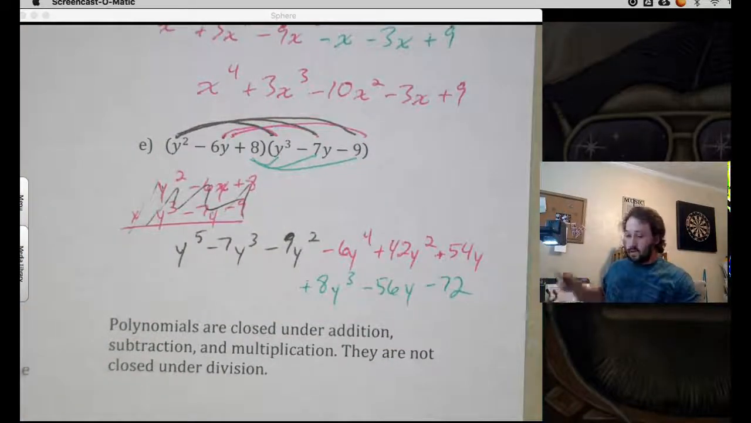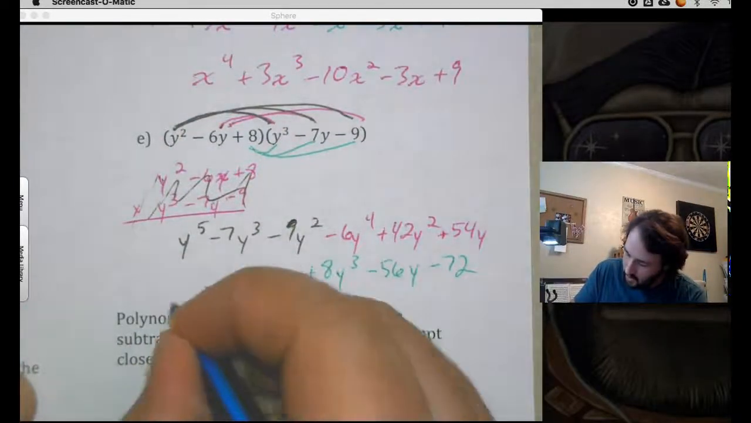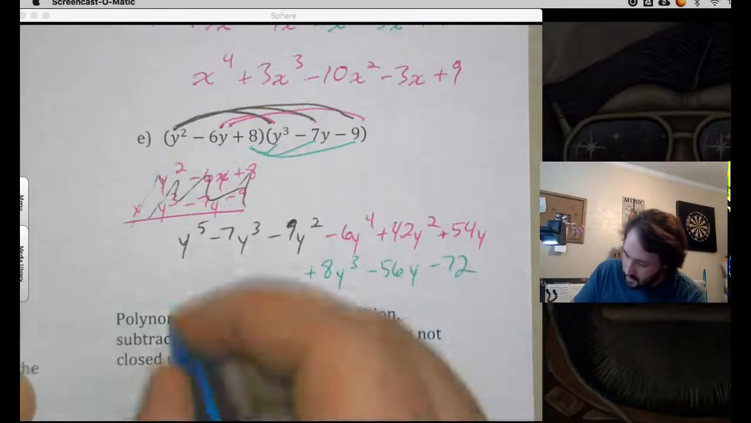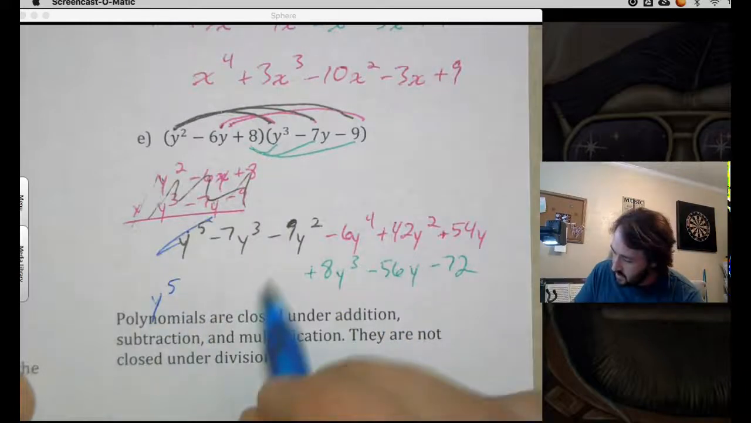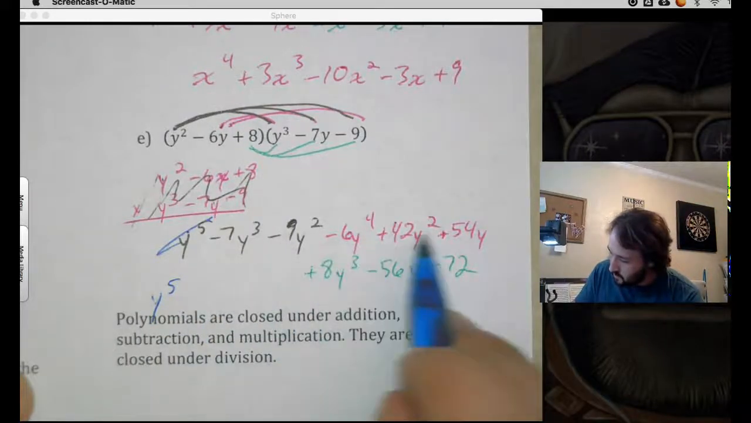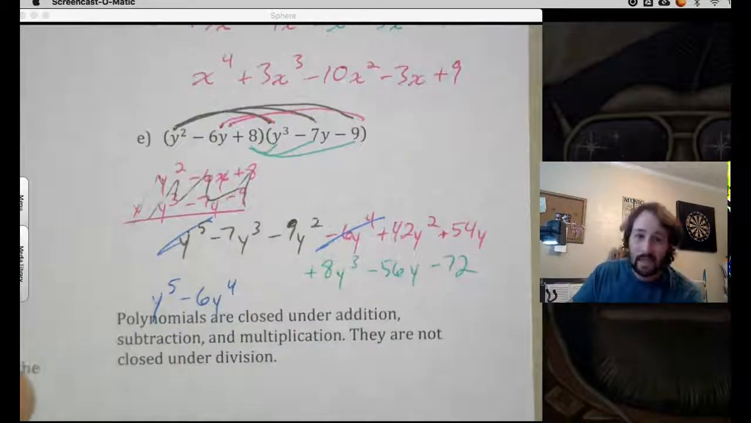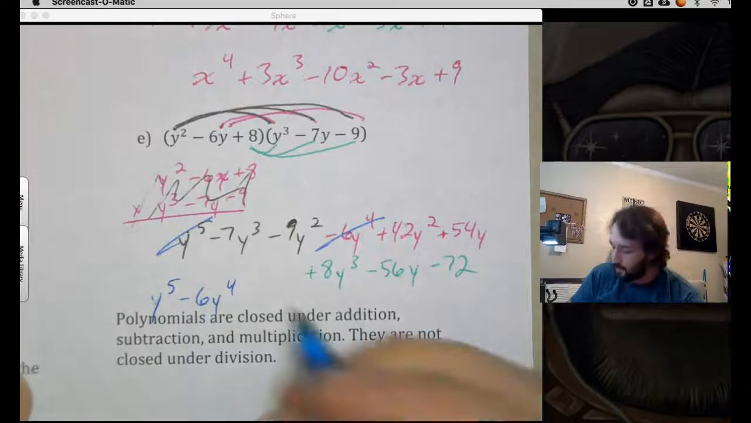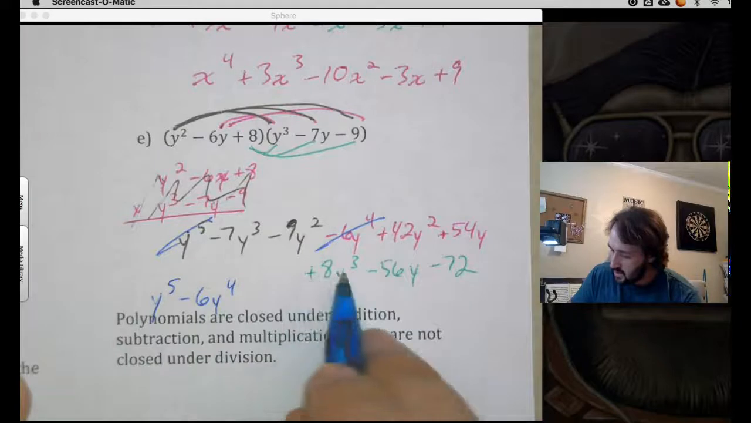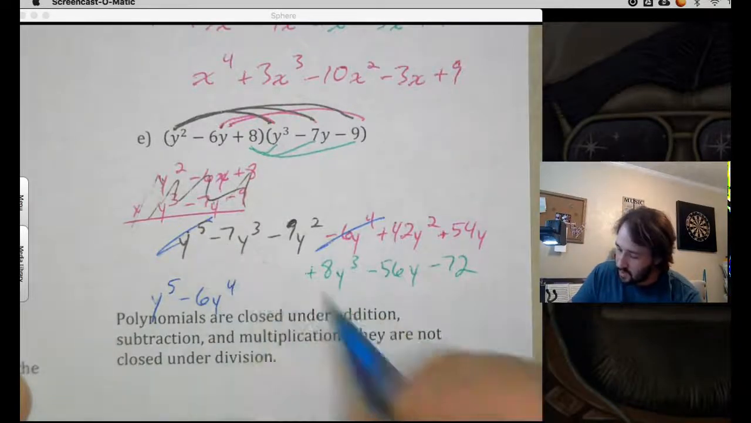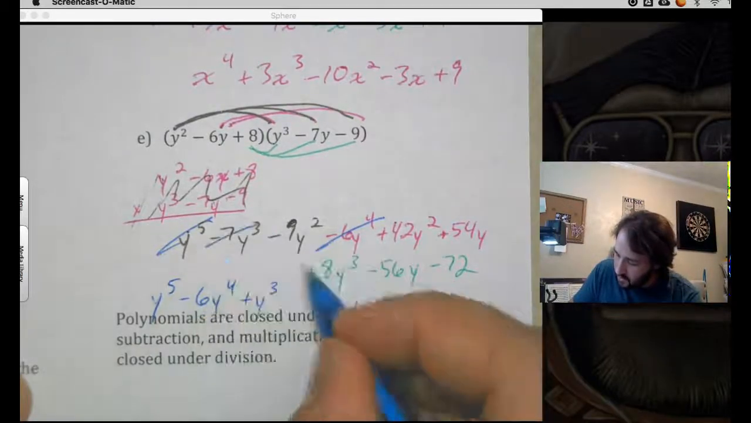Let's see if I have a different color. I do. I have blue. I like blue a lot. All right. So I have y to the fifth all by itself, right? No more y to the fifths. Good. So y to the fifth. And then I used that, so I'm going to cross it out so I don't use it again. Negative 6y to the fourth. I don't see any other y to the fourth, so I'm going to say that one is next. Notice I'm going again in exponential order, in power order. So I see negative 7y to the third, and I see plus 8y to the third. So negative 7 and 8 together make plus y to the third. I used that, and I used that.